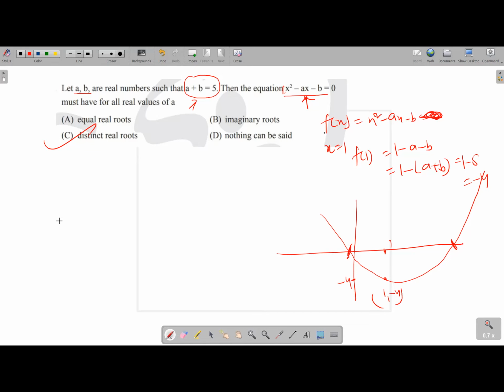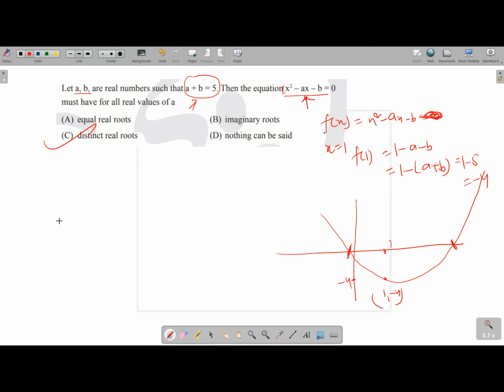Now, what you have to do is think how you can make this kind of expression, like you have to make a plus b. Then what value of x can you put? I can see that if I put x equal to 1, we get 1 minus a minus b. If you take minus out, we'll have a plus b. Now we can use this value because you have two variables, a and b. So now we got the value of the function at x equal to 1, that is minus 4. So the point 1 comma minus 4, definitely this graph will pass through.